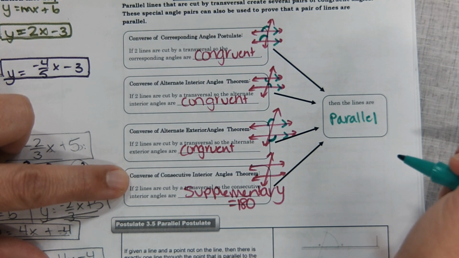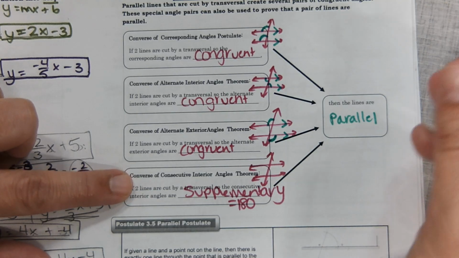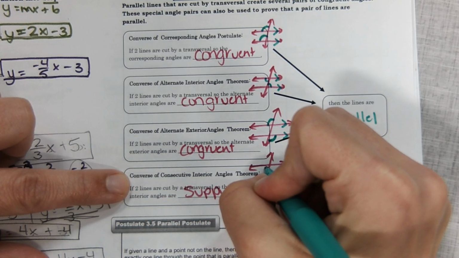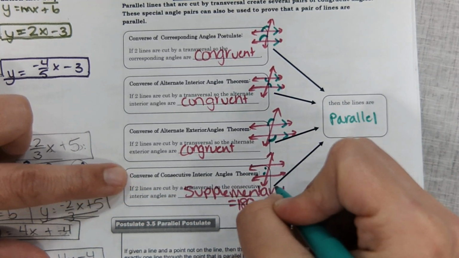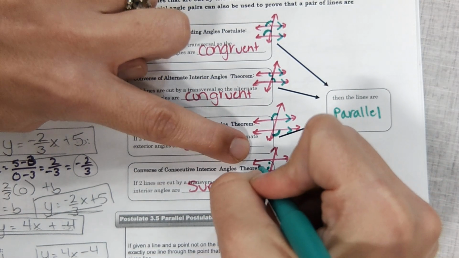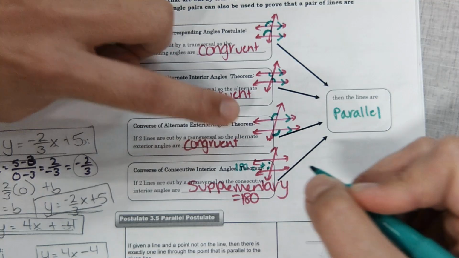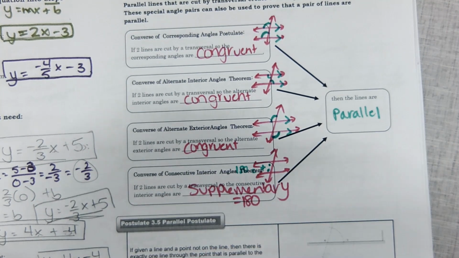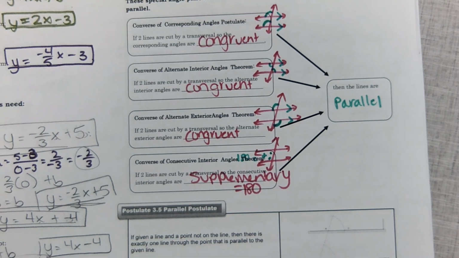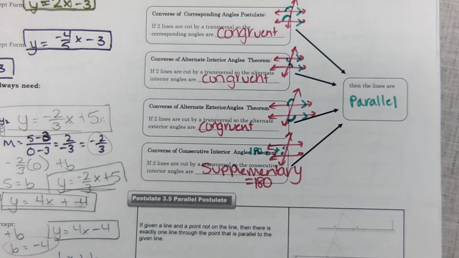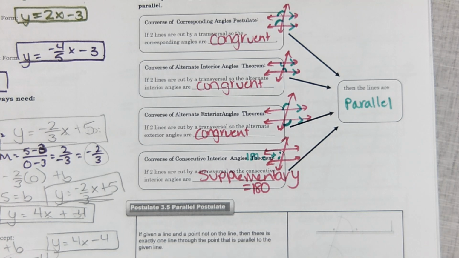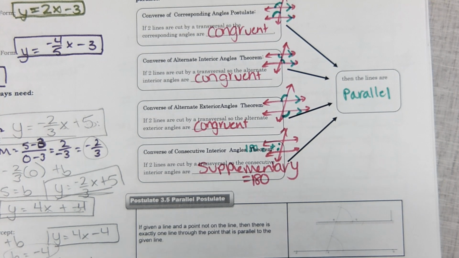And then converse of consecutive interior angles. So consecutive interior angles are two angles that are right next to each other inside the parallel lines. If they are supplementary, so if they add to 180, then the lines are parallel. Okay, we got it down.